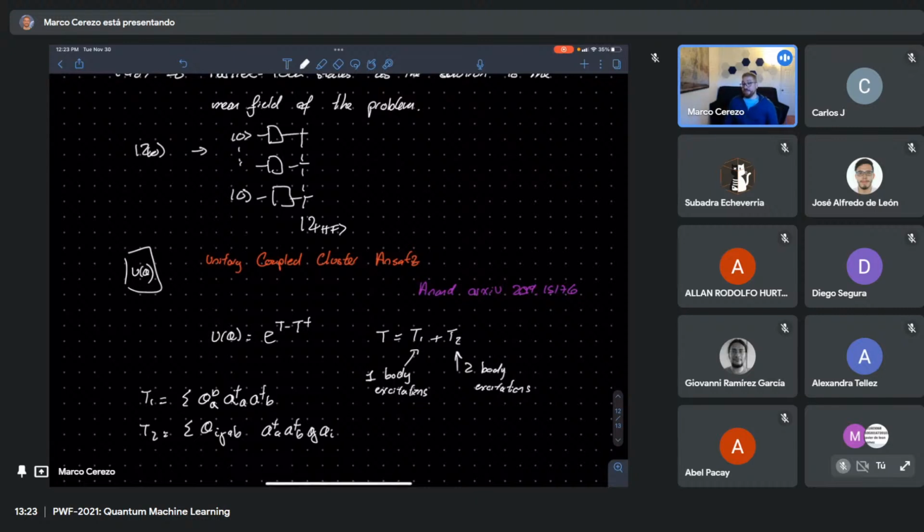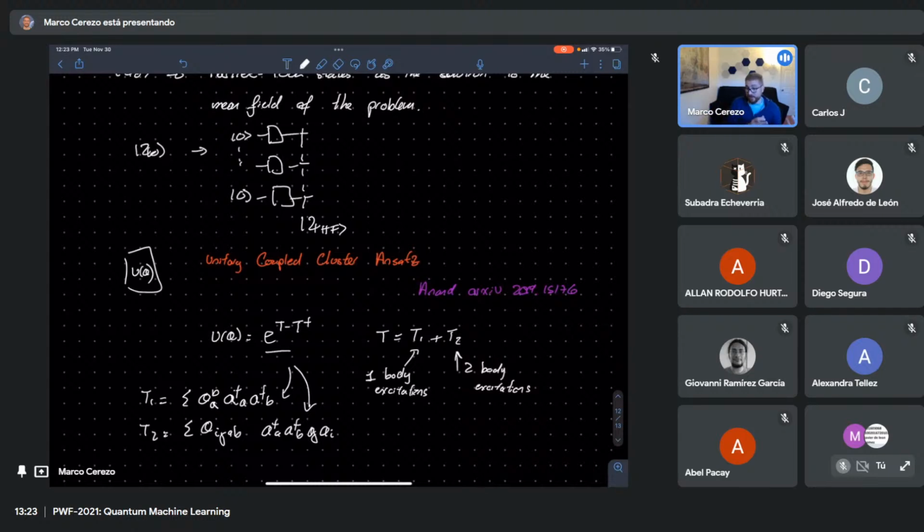So essentially, let's think about what this is doing. We're starting with the mean field solution where the electrons are not interacting, right? They're just independent one from the other. And then we're implementing an operator that contains excitations. So we're taking the solution of the problem with no interactions, where each electron was independent from the rest, and we're going to excite that state. We're going to create excitations in one body and two body.